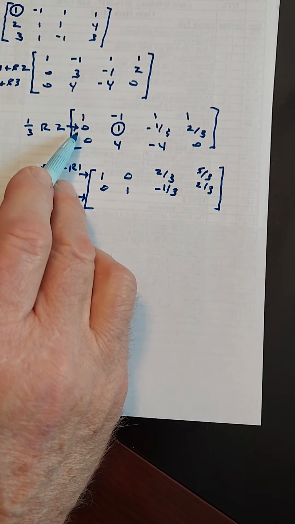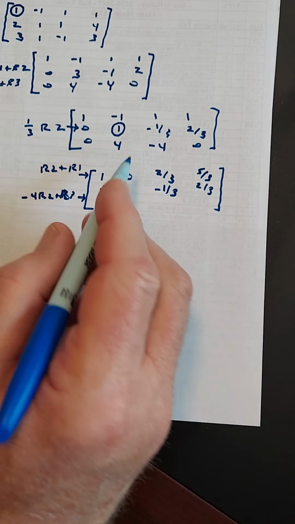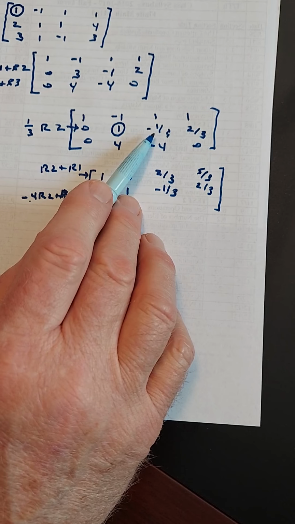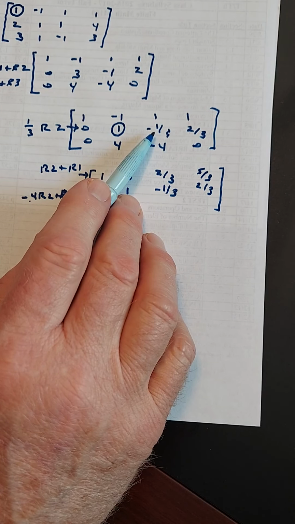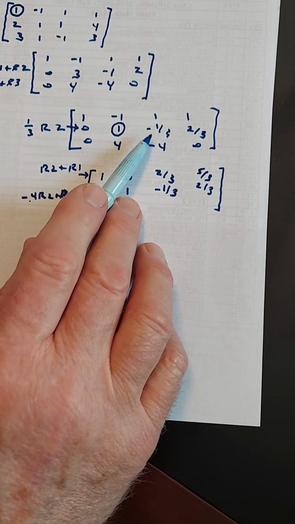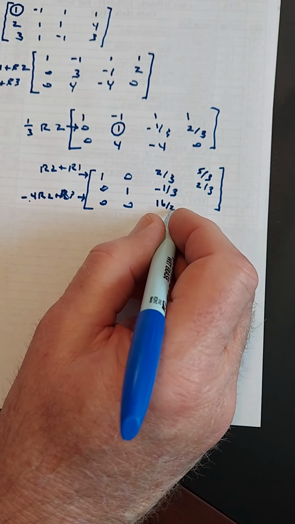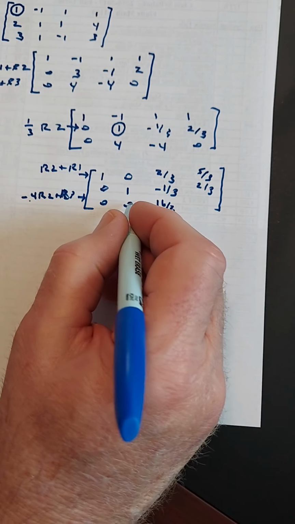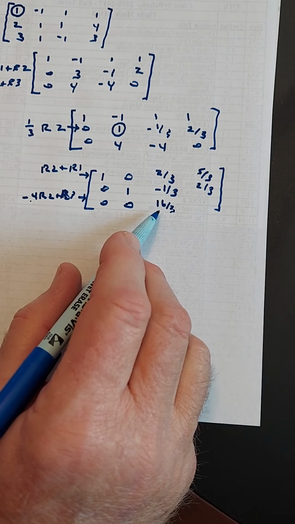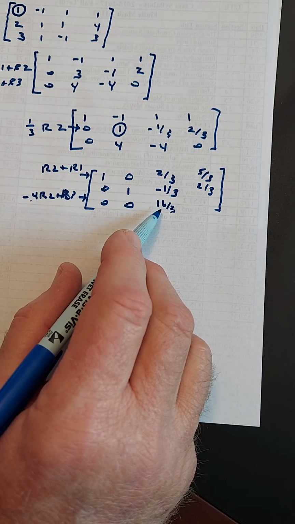So -4 times 0 is 0, plus 0 is 0. -4 times 1 is -4, plus +4 is 0. -4 times -1/3, that's going to be a +4/3. Think of that as 12/3. So 4/3 and 12/3 is going to be 16/3. Now, make a comment here. Some of you guys will want to take that and write that as 5 1/3. Leave it as 16/3. 5 1/3 is awful hard to work with.